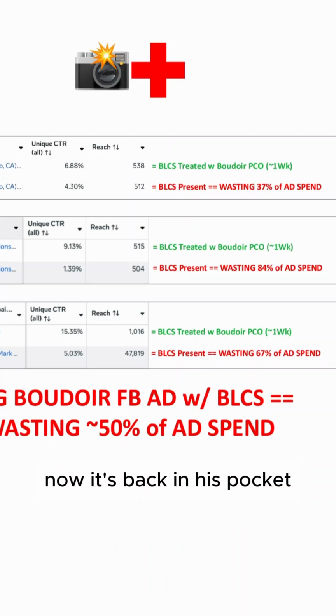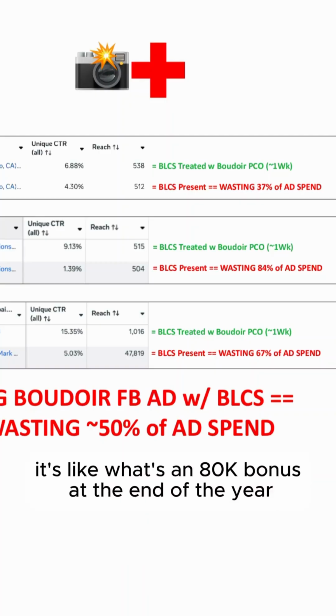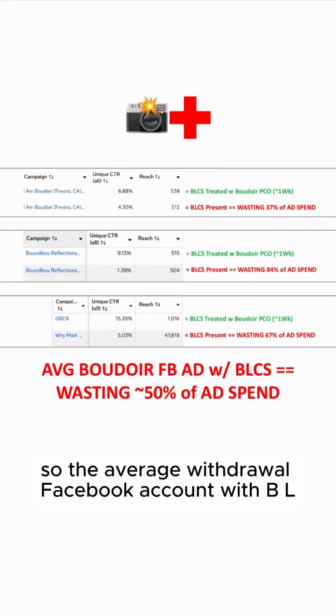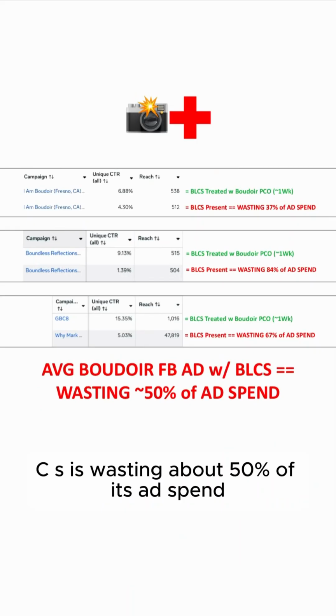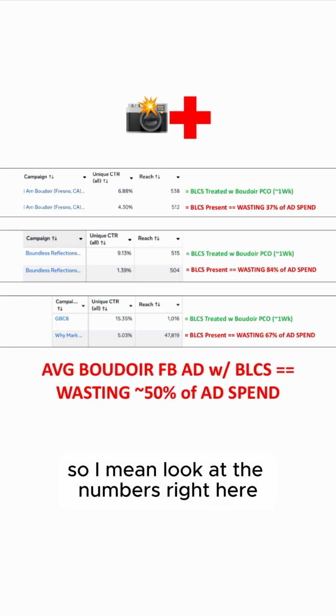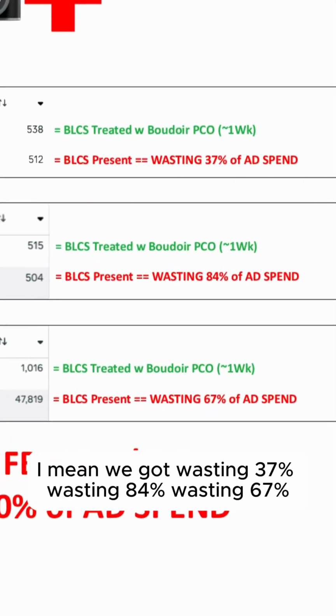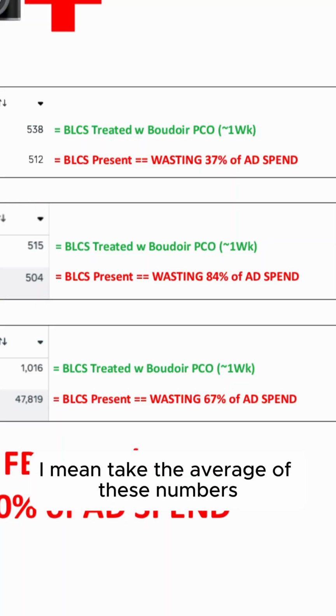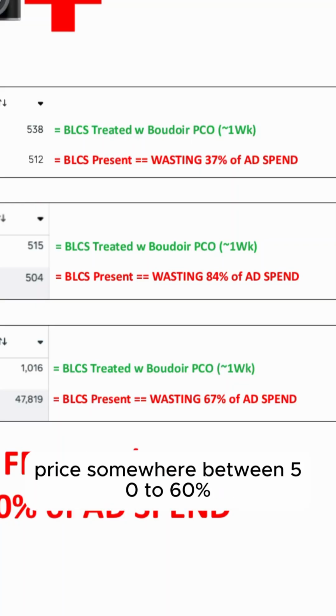Now it's back in his pocket every single month. He doesn't have to spend that money anymore. And it's like, what's an 80K bonus at the end of the year, something like that. So the average Boudoir Facebook ad with BLCS is wasting about 50% of its ad spend. So, look at the numbers right here. We got wasting 37%, wasting 84%, wasting 67%. Take the average of these numbers, probably somewhere between 50 to 60%.